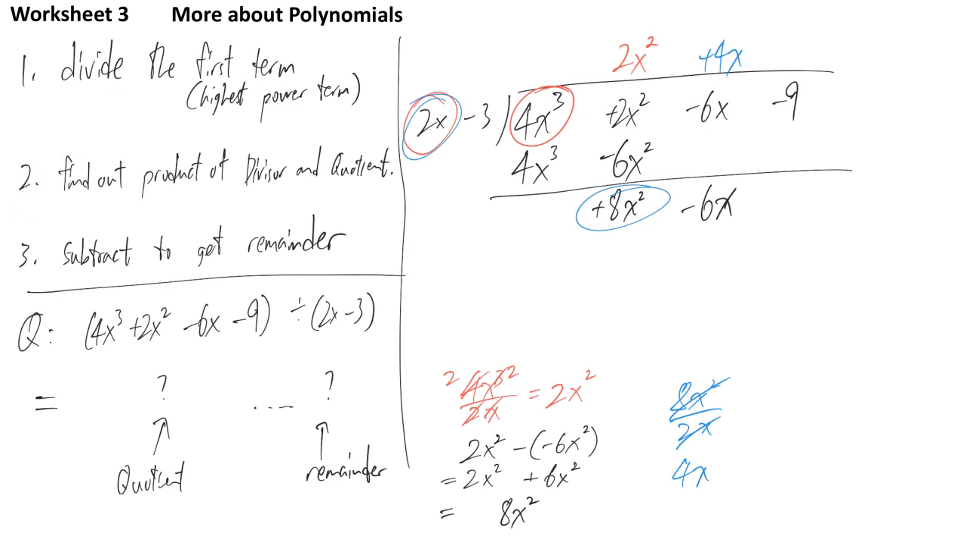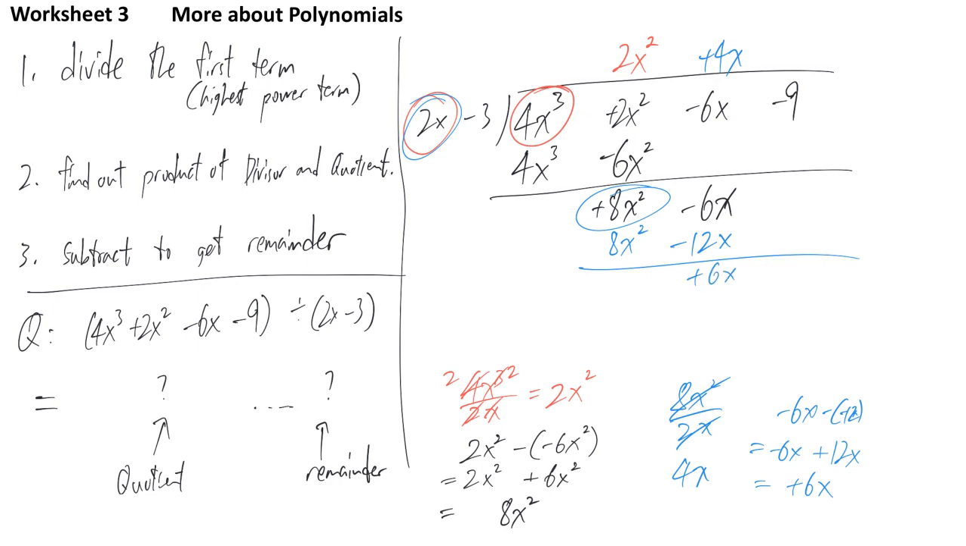Now the next step, find the product. 4x times 2x is 8x squared. Of course, they should be the same, otherwise you made some mistake. 4x times negative 3 is negative 12x. Again, negative 6x minus negative 12x is negative 6x plus 12x. So it's positive 6x, positive 6x here.